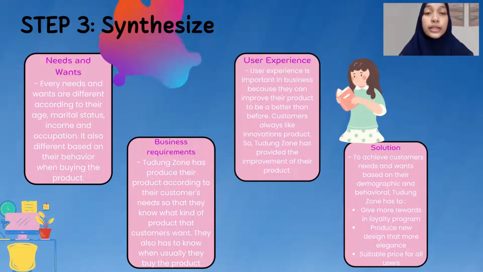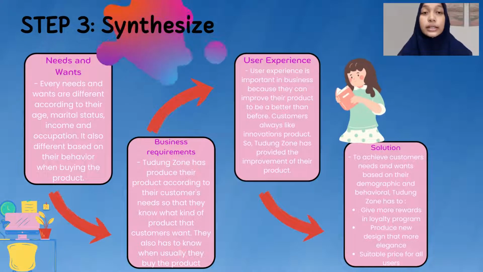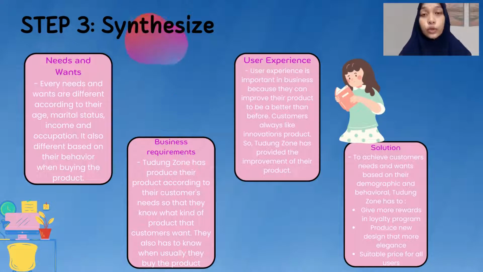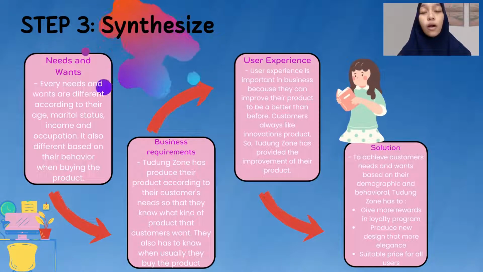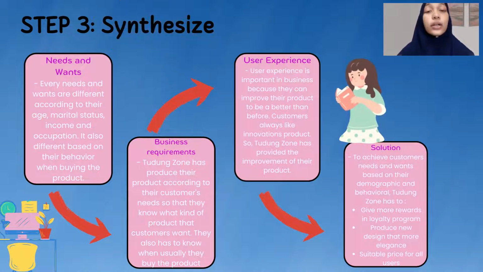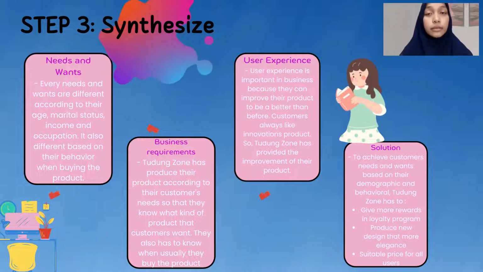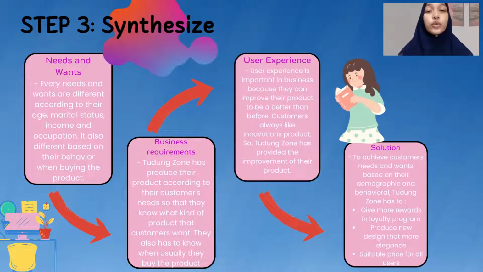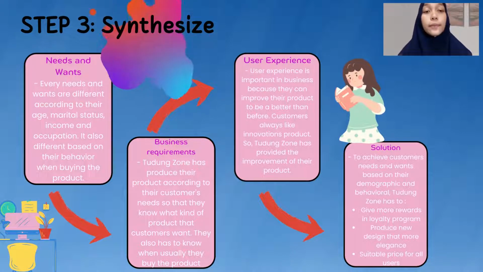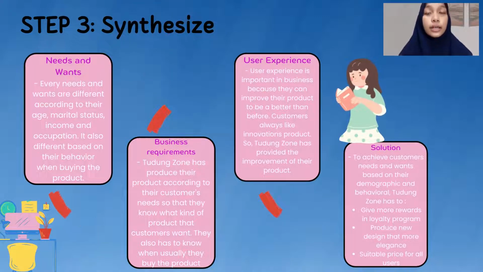The third one is user experience. User experience is important in business because they can improve their product to be better than before. Customers always like innovative products, so Tudong Zone has to make improvements to their product. And the last one is solutions. To achieve customers' needs and wants based on their demographic and behavioral segmentations, Tudong Zone has to do these 3 ways. The first one, give more rewards on the loyalty program. The second one, produce a new design that is more elegant, and the third one, a suitable price for all users.